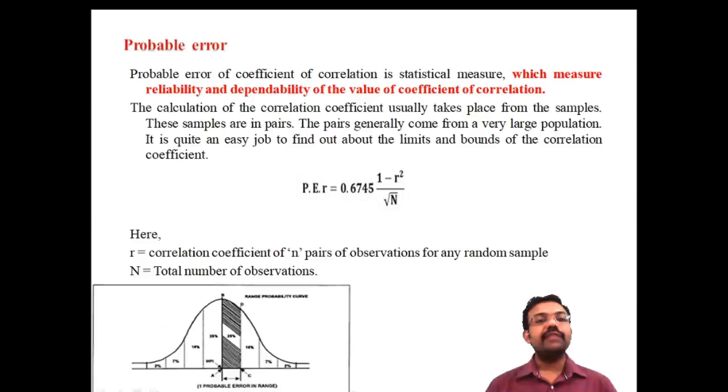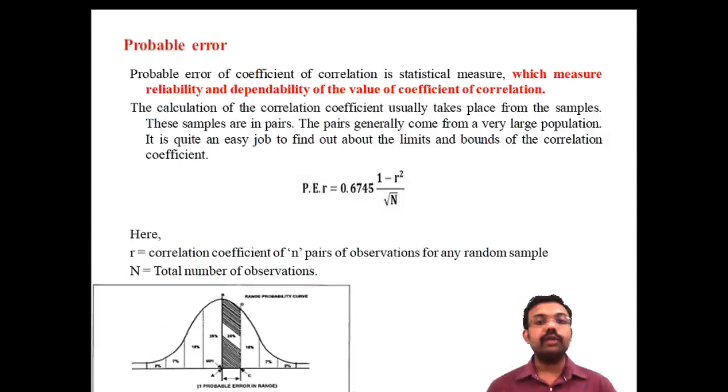Okay, now what is a probable error? One of the important elements of the coefficient of correlation is the probable error. How to find out the probable error? The probable error of the coefficient of correlation is a statistical measure which measures the reliability and dependability of the value of the coefficient of correlation. Coefficient of correlation-ന്റെ reliability and dependability check ചെയ്യാൻ വേണ്ടി നമ്മൾ യൂസ് ചെയ്യുന്ന statistical measure ആണ് probable error.